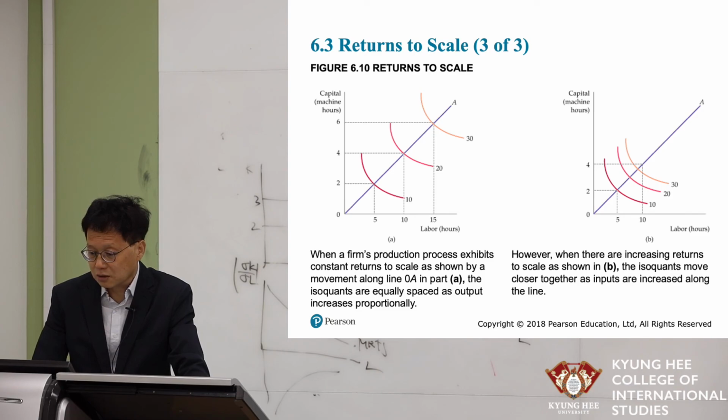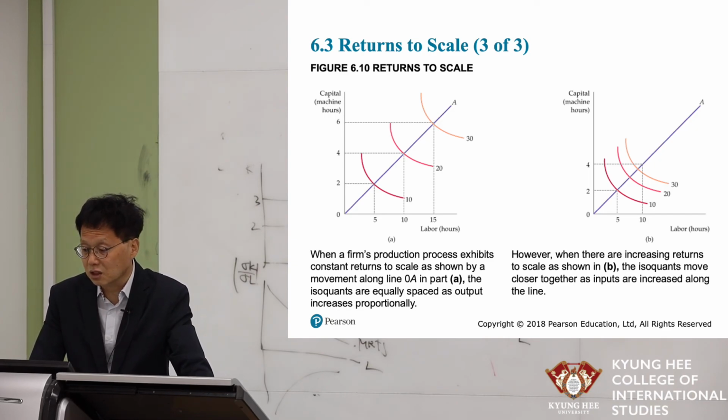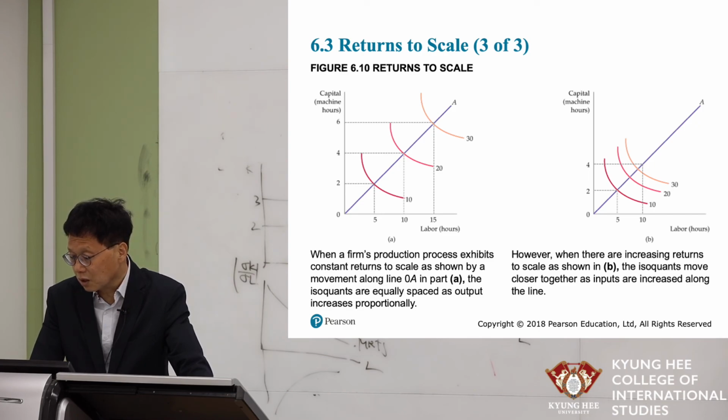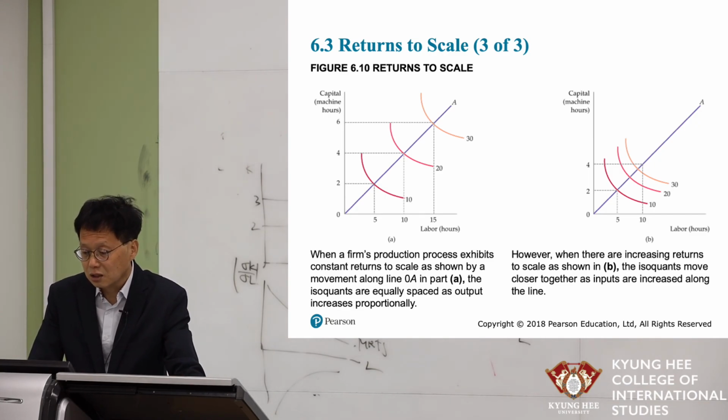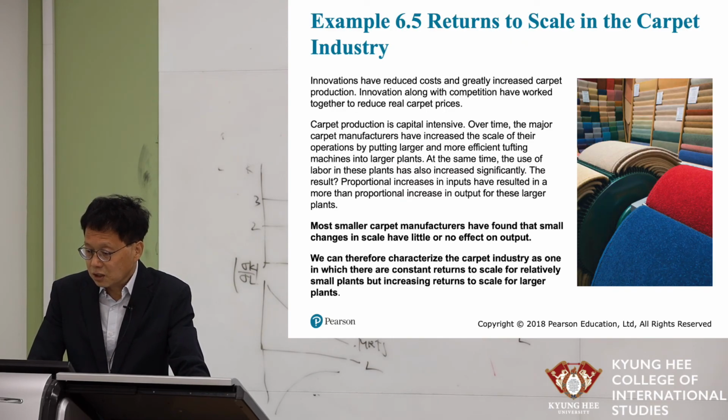So look at the figure of returns to scale. For example, labor, originally you are here, now you're moving here. Labor input doubled from 5 to 10, capital input doubled from 2 to 4. So production is now doubled from 10 to 20. That is constant returns to scale, isn't it? Now think about this. Input doubled, and your production goes from 10 to 35 like this. That is increasing returns to scale. Okay? Also, returns to scale in the carpet industry in the United States. I'd like to skip this. Okay, now chapter 6 finishes.